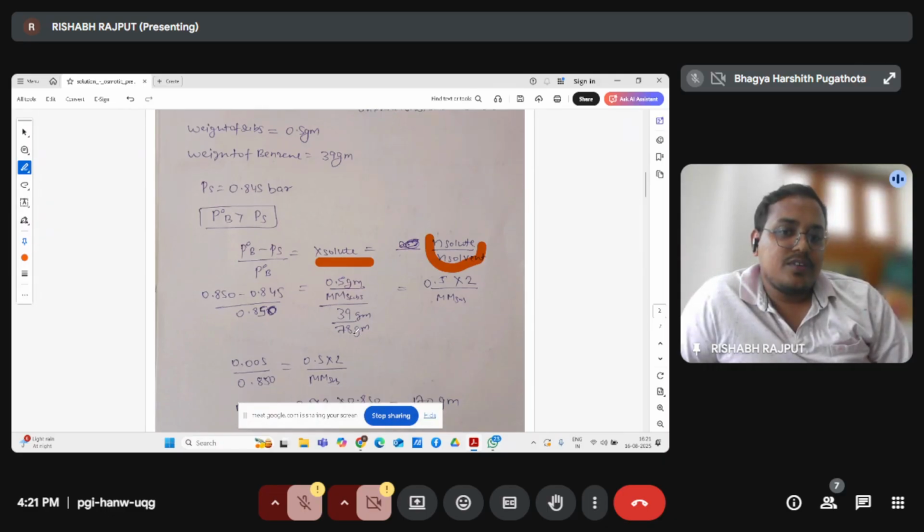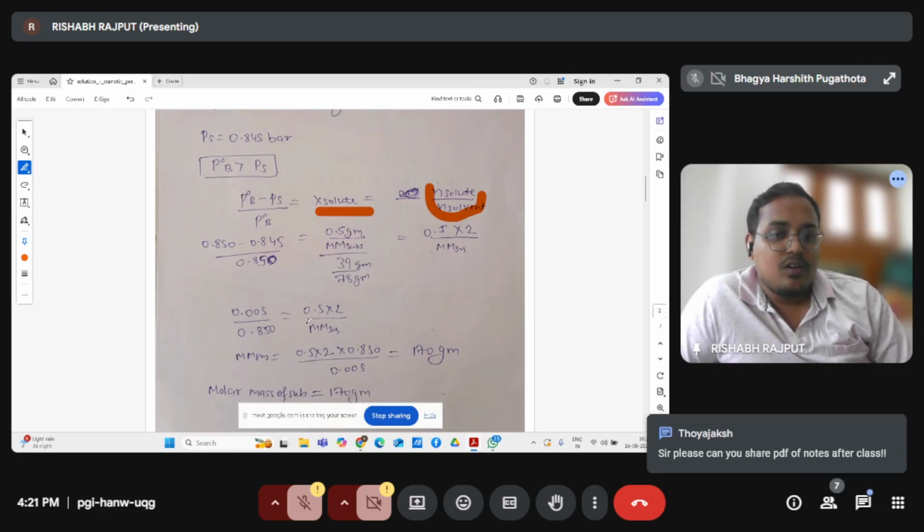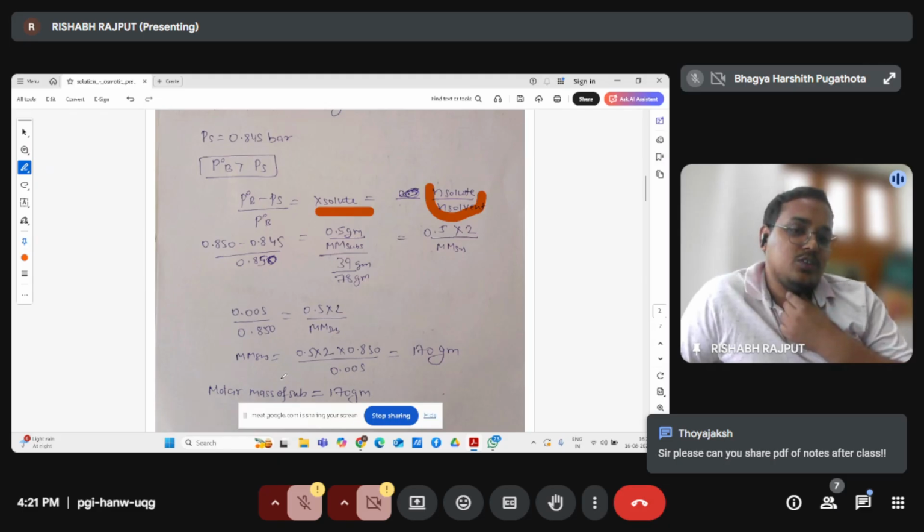If you divide 39 by 78, it comes to 1 by 2. So it will go upside here, 0.5 into 2 upon the molar mass. And if you focus here, the pure vapor pressure is 0.85 bar and the vapor pressure of the solution is 0.845. If you subtract, you will get 0.005 here, and downside your pure vapor pressure is 0.85 bar. If you solve this expression, in the last you will get 170 gram as the answer.